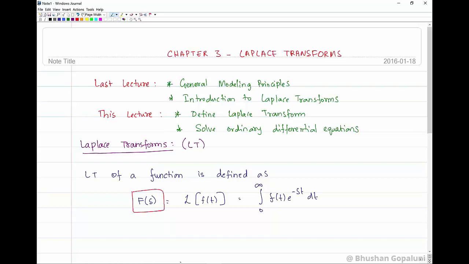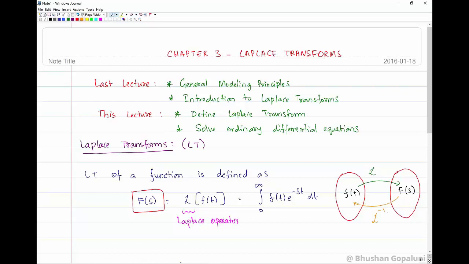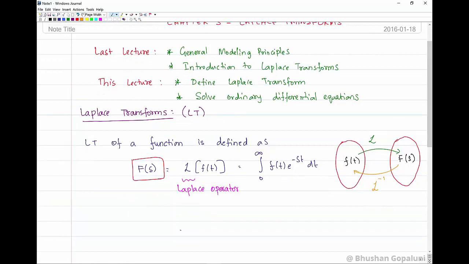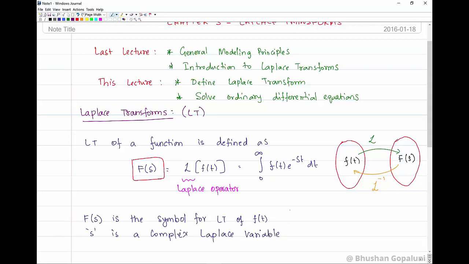The L, calligraphic L here, is the Laplace operator, and once we perform Laplace transform, we get a function in the Laplace domain S. Imagine two domains, one in time, one in Laplace domain. The function f of t using the Laplace operator is transformed to the function capital F of s in the Laplace domain. We can of course perform inverse Laplace transform and go back to the time domain. Capital F of s is the symbol for Laplace transform of small f of t.